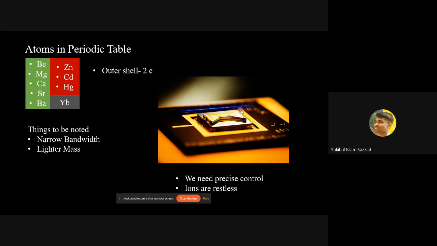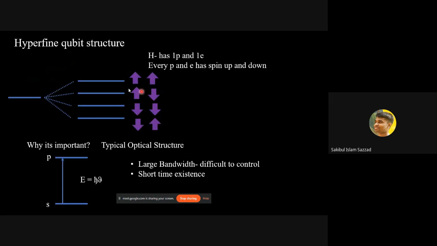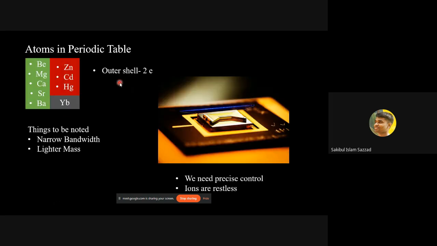Let's say I want to control this ion or this qubit. You see there is very little space between them. So if I want to power it, like I mentioned, the width of the energy level should be very narrow. The narrower it is, the more precise it will be, because in that case we can directly hit a particular ion. So narrow bandwidth is very important.